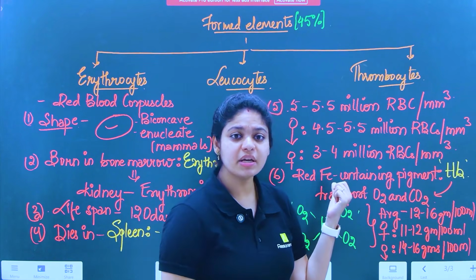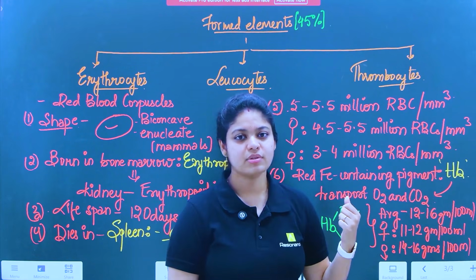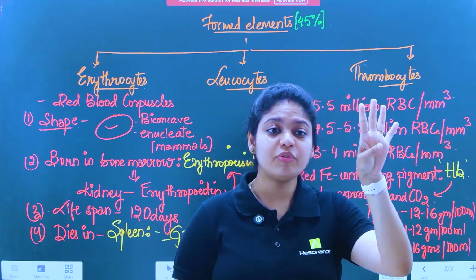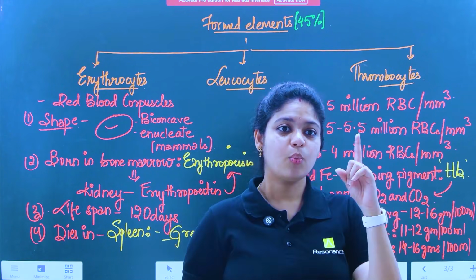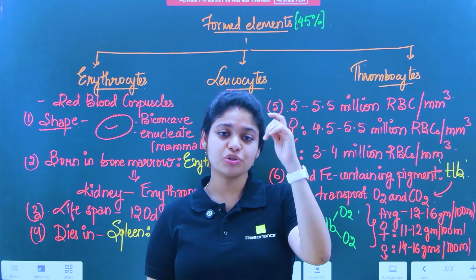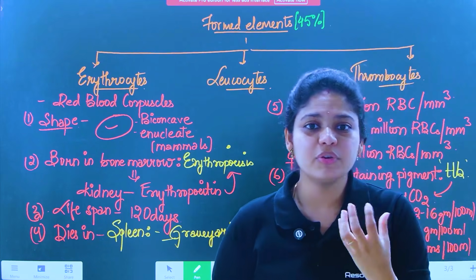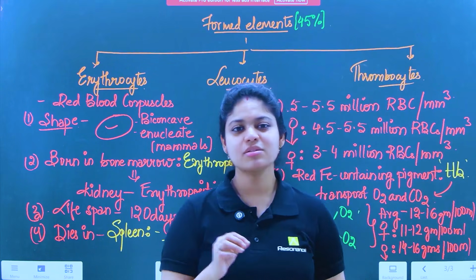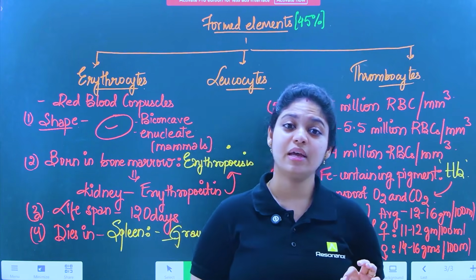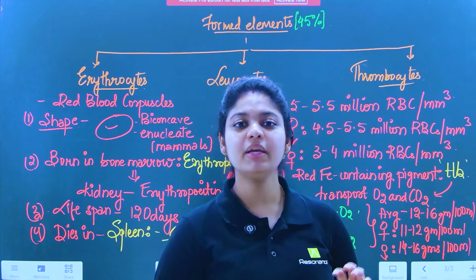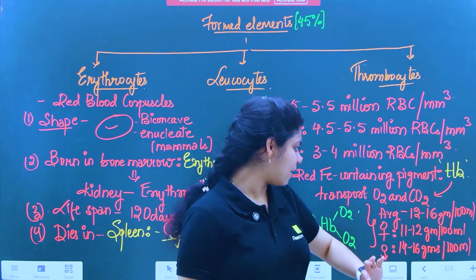What are those respiratory gases? Nothing but oxygen and carbon dioxide. One hemoglobin can do friendship with how many molecules of oxygen? One hemoglobin can do friendship with 4 molecules of oxygen. What amount of hemoglobin? When you go for a blood test, they do an HB test, right? So what is that HB? How much amount it should be? It should be on an average 12 to 16 milligrams.